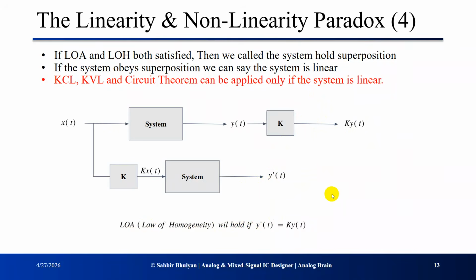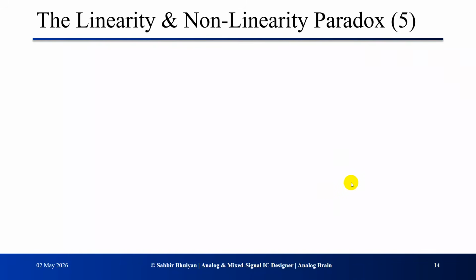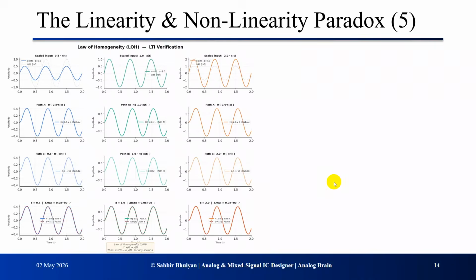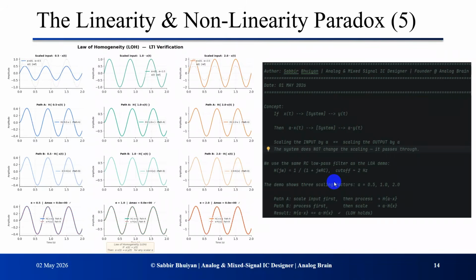And here is the LOH verification. Three scaling factors: alpha equals 0.5, 1.0, 2.0. Path A: scale the input, then process. Path B: process, then scale the output. All three overlays are perfect. So the LOH is also verified.